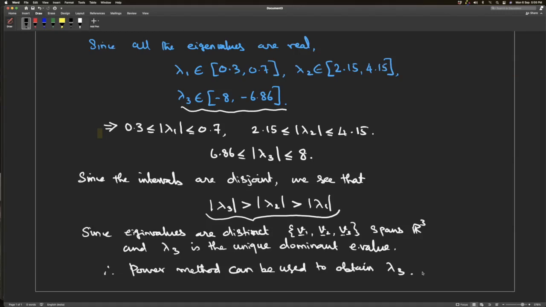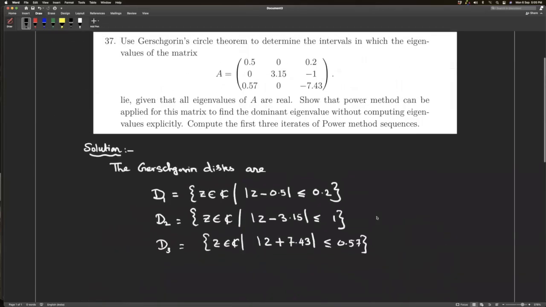Now, of course, it depends on what x naught you take, because if the x naught that you choose is in such a way that C1 is equal to 0, then you cannot do it. But as such, from this information, we can see that power method can be used, provided you choose a correct x naught. That's a different question altogether, but power method can be used. That's what is concluded from here. So what we were asked, using Gerschgorin circle theorem to determine the intervals of the eigenvalue, that we have already determined. Show that the power method can be applied for this matrix to find the dominant eigenvalue. That also we have seen, that power method can be used.